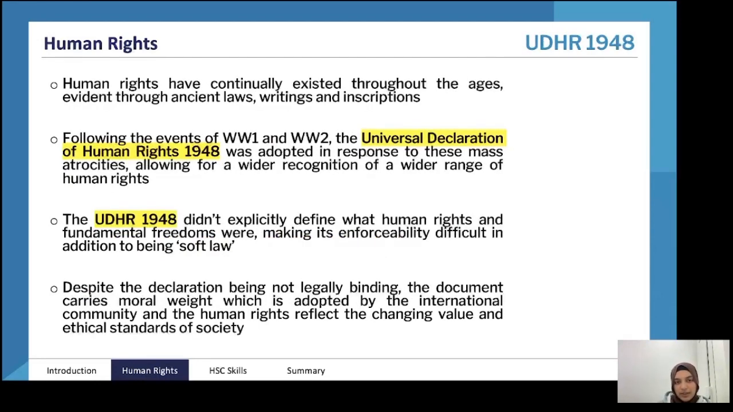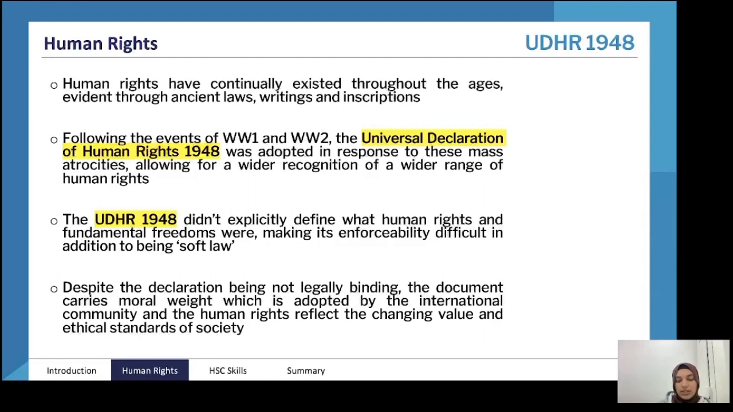Human rights have continually existed through the ages, evident through ancient laws, writing, and inscriptions. So we're looking at here the UDHR 1948. Following the events of World War I and World War II, the Universal Declaration of Human Rights 1948 was adopted in response to the mass atrocities, allowing for a wider recognition of a wider range of human rights.